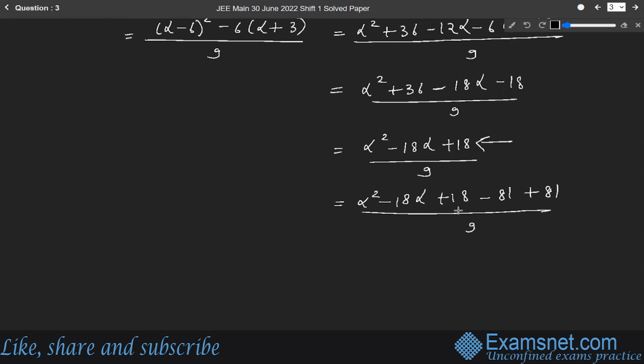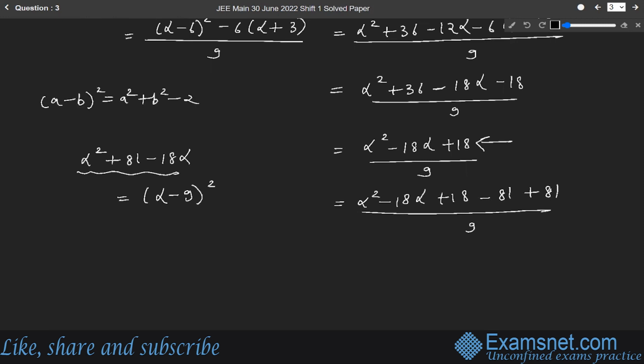Now, if we talk about the three terms, which are alpha square plus 81 minus 18 alpha, what is this? It is basically equal to alpha minus 9 whole square. How? Because we know that a minus b whole square is a square plus b square minus 2ab. Similarly, alpha minus 9 square will be alpha square plus 9 square, which is 81, minus 2 into alpha into 9. So 2 into alpha into 9 is 18 alpha, right? So these three terms are basically equal to alpha minus 9 whole square.